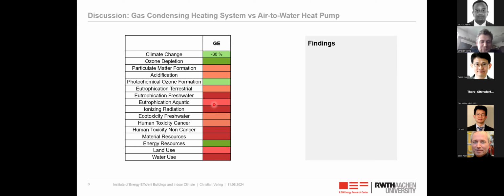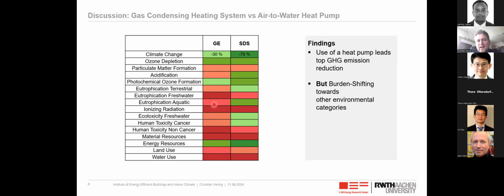We don't know yet if getting worse is bad for our environment or not, but this has to be assessed by other guys. In the long term, we assume that we have an improved grid mix, and the improved grid mix, the SDS grid mix, for example, improves climate change for up to 80%. And now we see, if we look into our future, we are better in at least half of the categories from an ecologic point of view. There are still some categories like human toxicity, non-cancer, or material resources, where it's quite red.